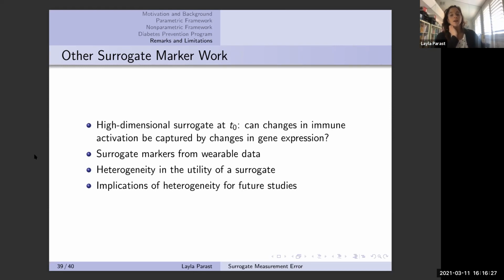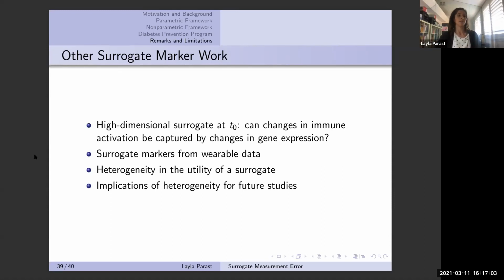And then lastly, I have been working on, and I think this is also interesting, this problem of heterogeneity in the utility of a surrogate marker. So even in the example I showed today, hemoglobin A1C was explaining like 50% of the treatment effect. But we actually see in the DPP data that it differs by certain subgroups. So the proportion explained is different for whites versus blacks versus Hispanics.